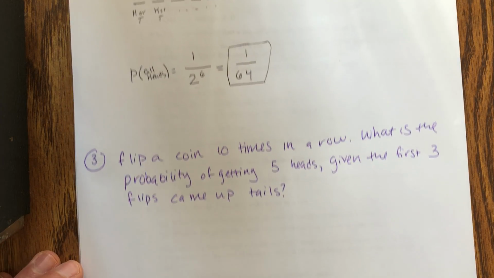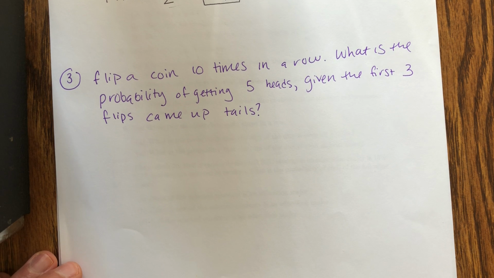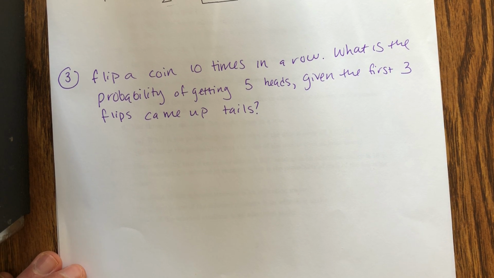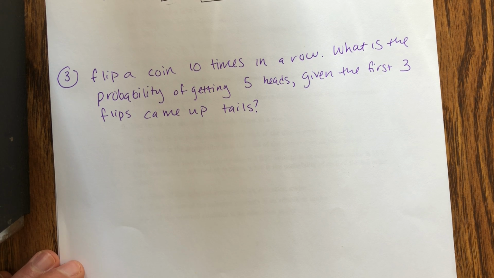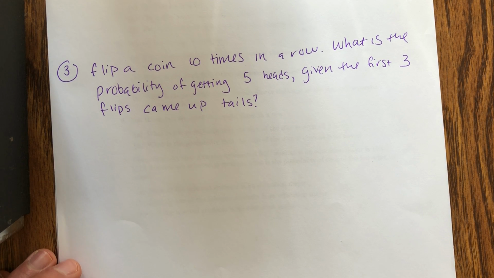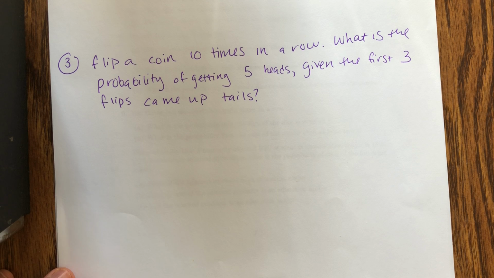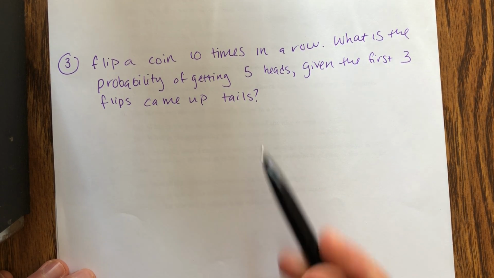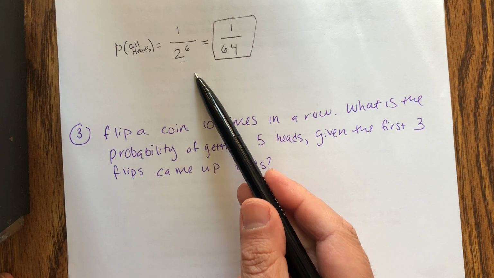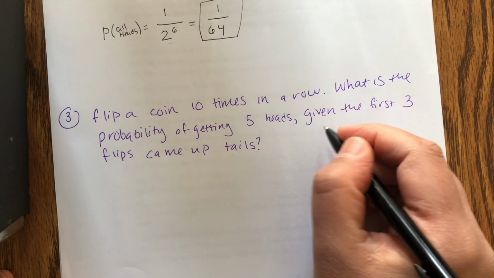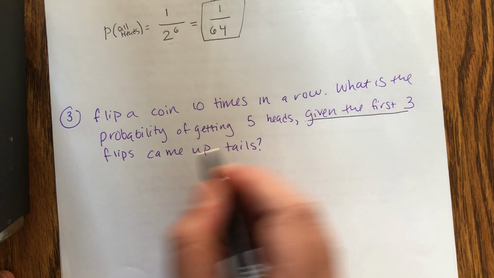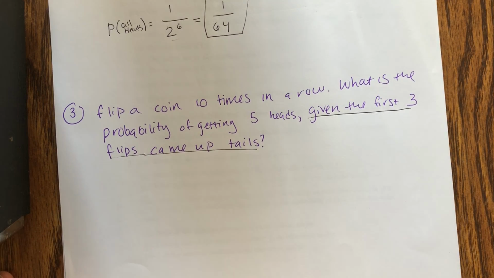All right. Now this next one's similar. It's saying you're flipping a coin 10 times in a row. What's the probability that you get exactly 5 heads, given that the first 3 flips came up tails? Okay, now this one's a little bit different. You might think the total number of outcomes here is 2 to the 10, the same way that the number of outcomes in our last example was 2 to the 6. But they're telling you some extra information here. They're telling you that the first 3 flips came up tails.